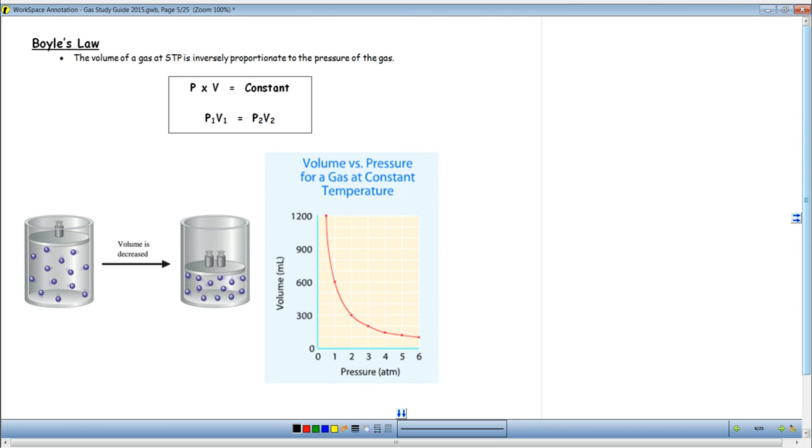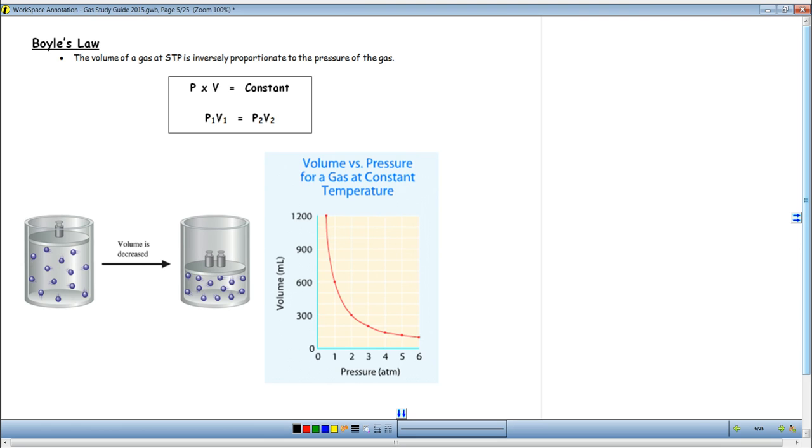No one has proven Boyle's law to be incorrect. Boyle's law looks at the relationship between pressure and volume. It says that the volume of a gas at standard temperature and pressure is inversely proportionate to the pressure of the gas. In other words, the volume of a gas is inversely proportionate to the pressure.